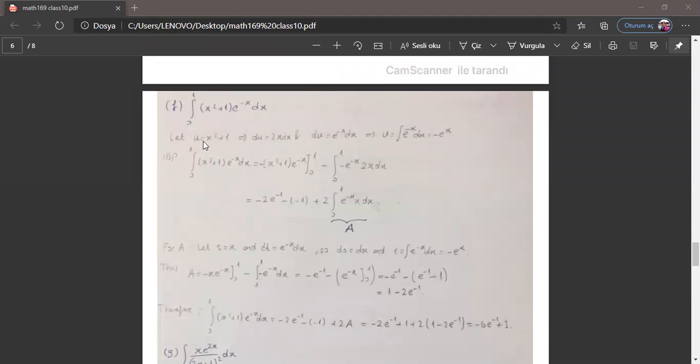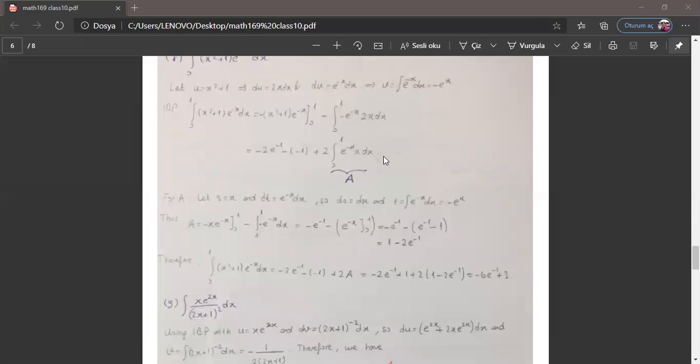For this one, we substitute u equals x squared plus 1, then du equals 2x dx, and dv equals e to the minus x dx. Then v is equal to minus e to the minus x. By integration by parts, we get this, okay, u times v, which is minus e to the minus x, from 0 to 1. We had these boundaries before, minus the integral of v du, where du is this 2x dx, from 0 to 1. And the rest is easy, you know this.